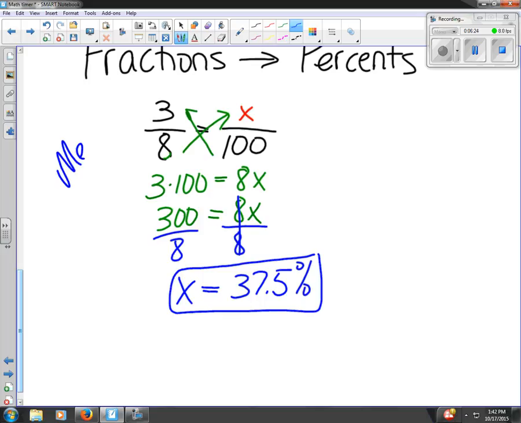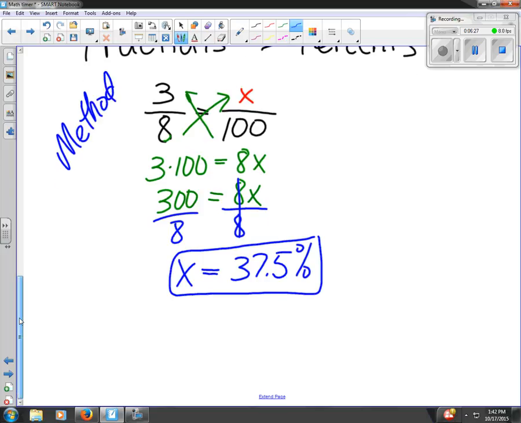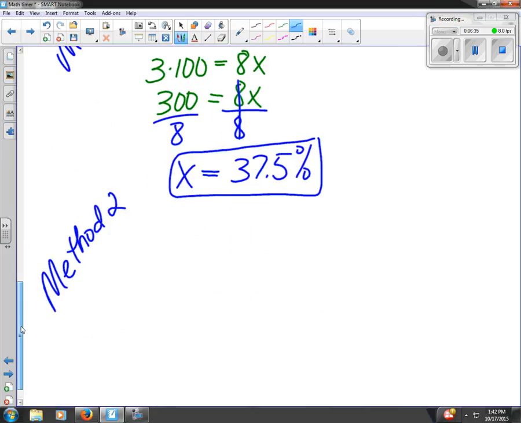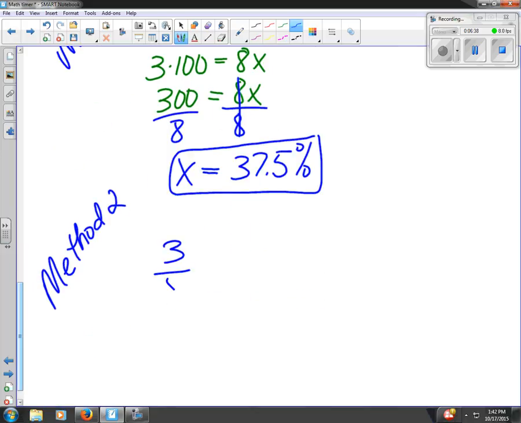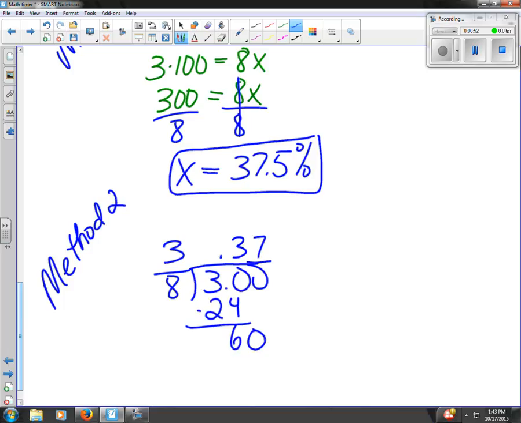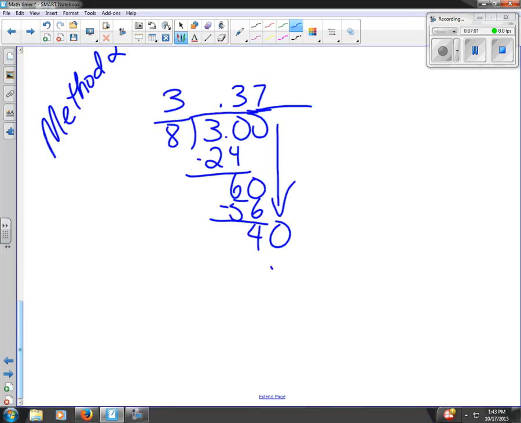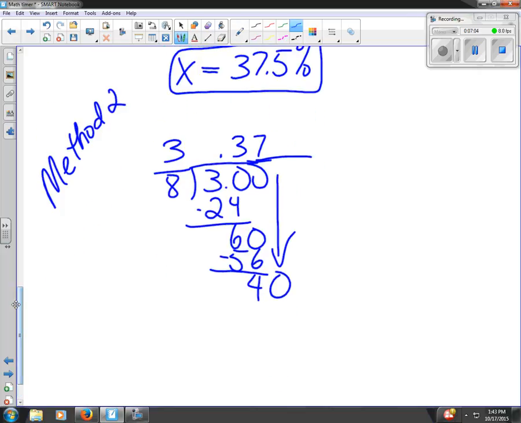So if this is method 1, there is another method. I think it's a little longer, but I will give it to you. This is method 2. This was method 1. Method 2 would be, if I'm doing 3/8, I would divide 3 by 8, and that gives me 3, 24, 6, and then 7, 56, 4. Again, you've got to bring down the last 0. You just keep adding zeros.